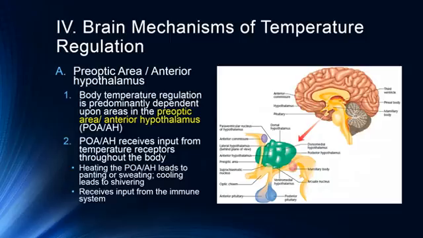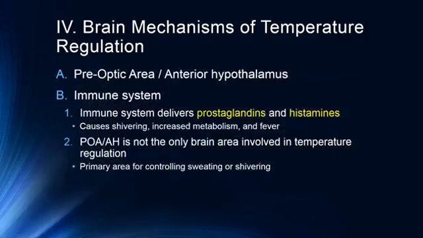So you can see here, we're talking about this preoptic area and the hypothalamus. If you get down to the much smaller area, the anterior hypothalamus is here, and the preoptic area is here. These are very tiny areas, and they receive, again, input from the immune system. So the immune system delivers prostaglandins and histamines, which can cause shivering, increased metabolism, and fever. Again, all these are increasing body temperature.